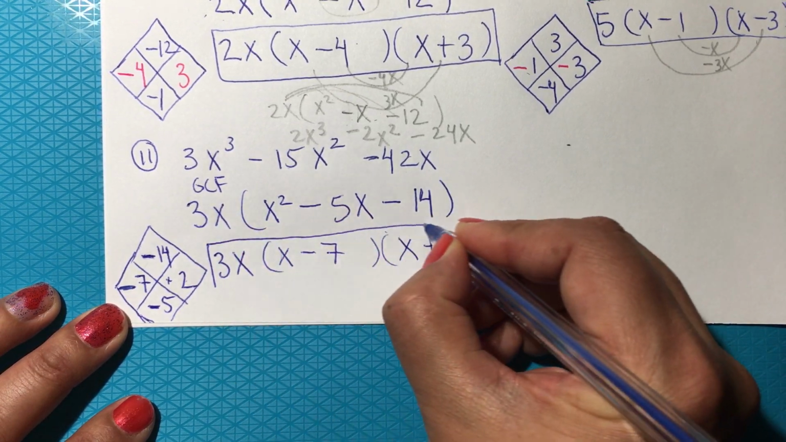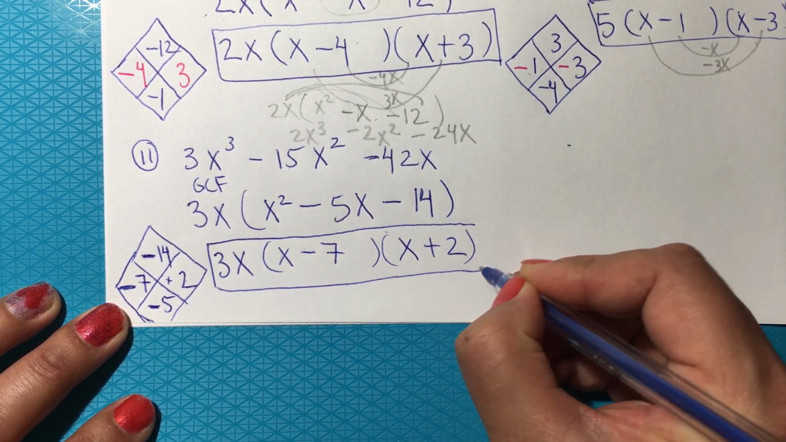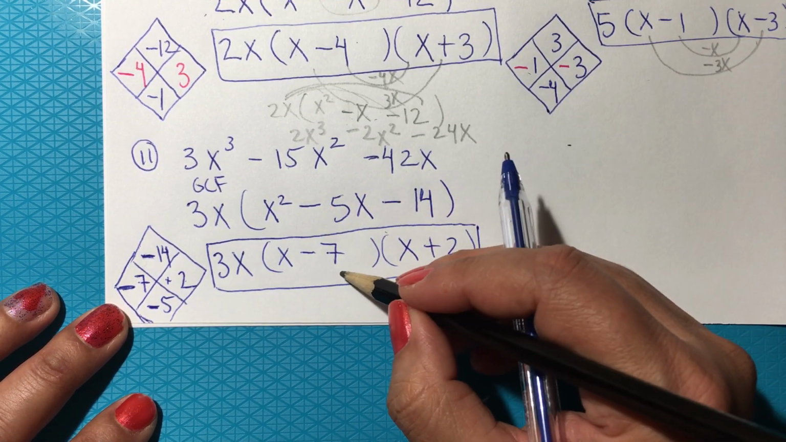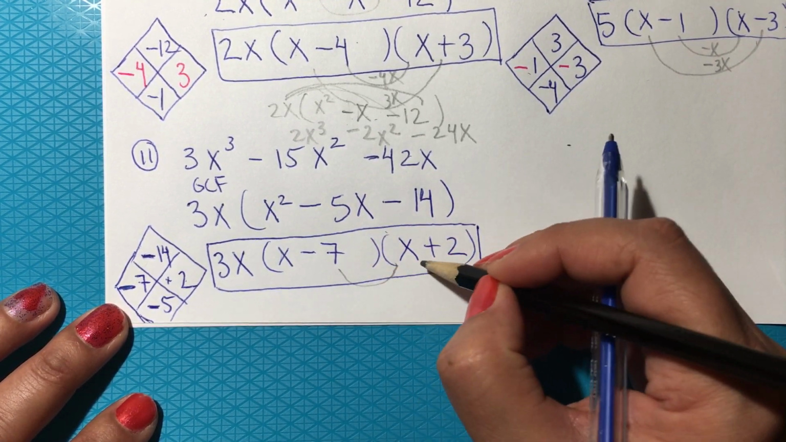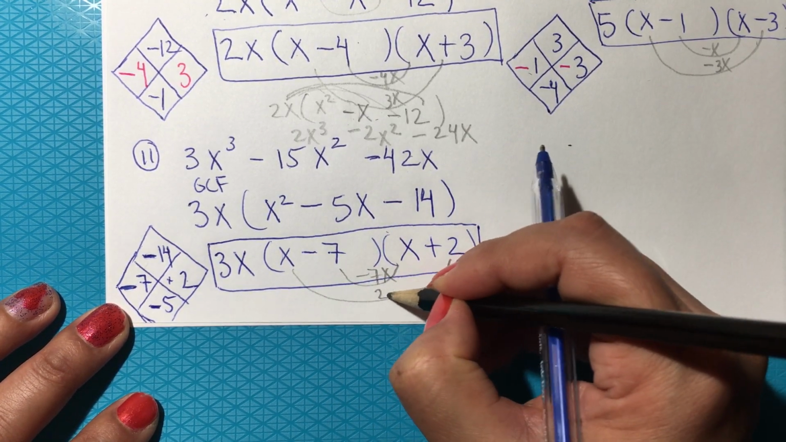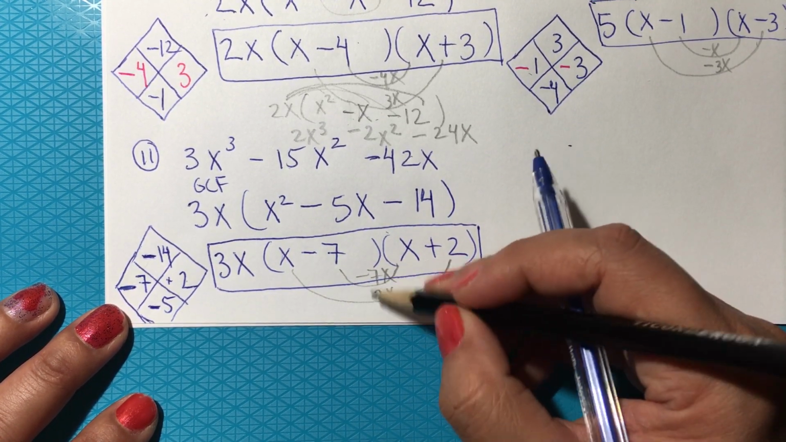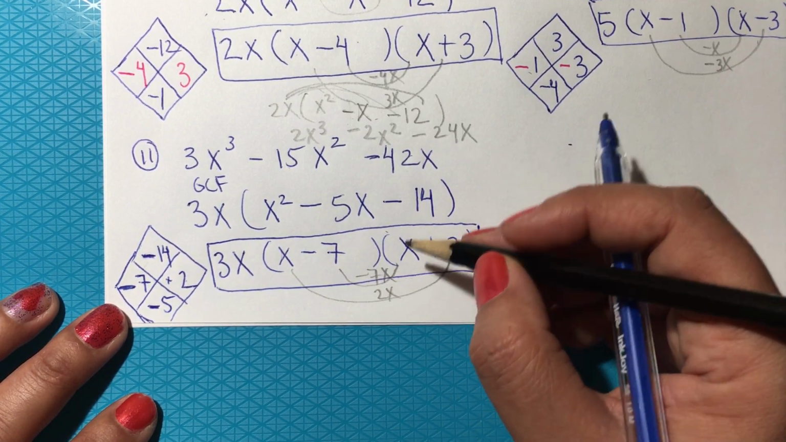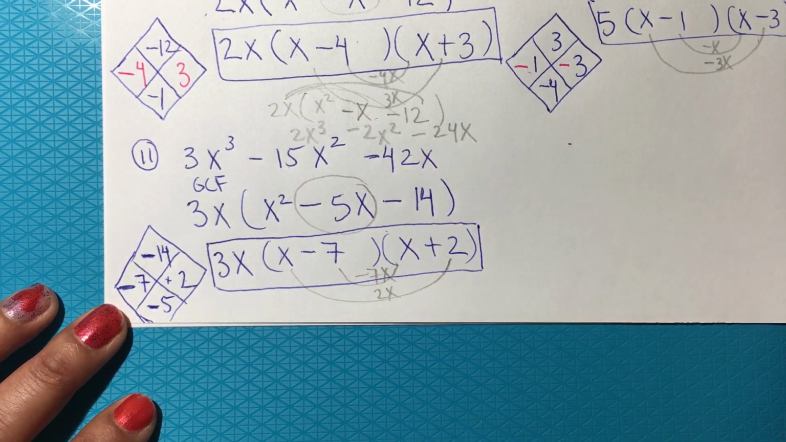These are our factors. And you can do a quick check with the middle term to make sure that you have the right one. Negative 7 times x is negative 7x. X times 2 is 2x. And when we combine them, negative 7x plus 2x is negative 5x.